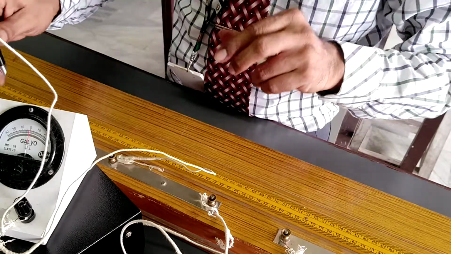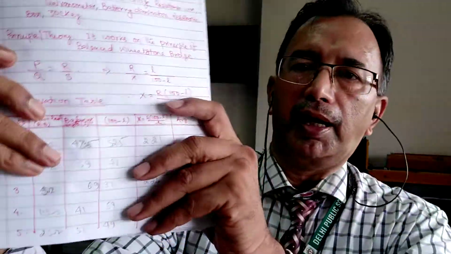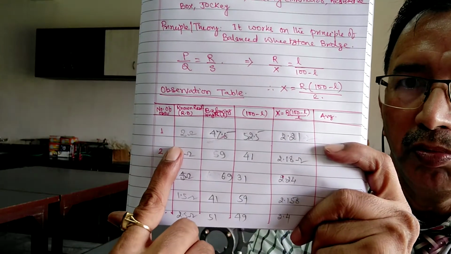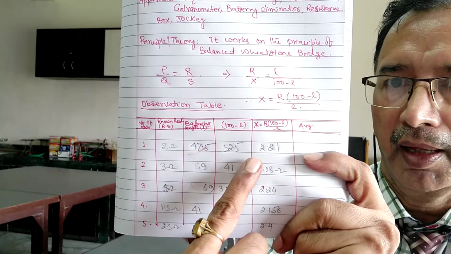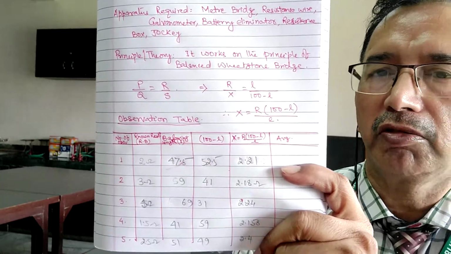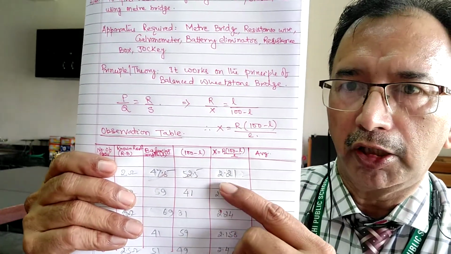Okay. Now, so we have taken in total 5 readings. What are those 5 readings? You can go through it. I have taken the 5 readings. The first reading is for 2 ohm. The balancing length you can see here. So when I calculated with the formula x equals r into (100 minus s) divided by L, it is coming 2.21.